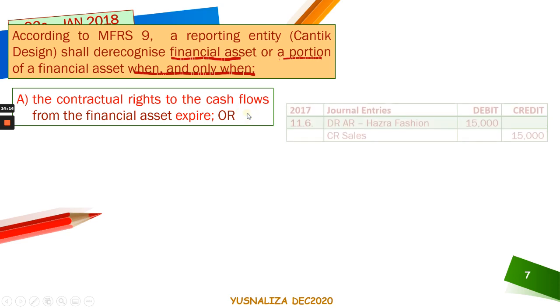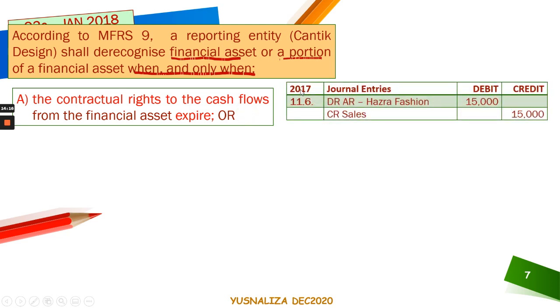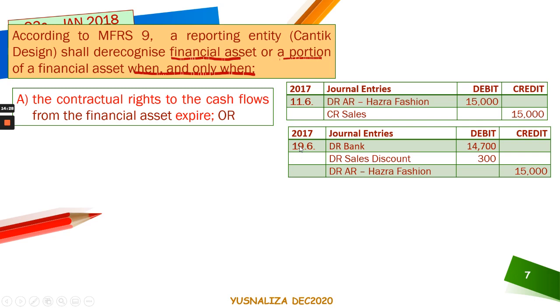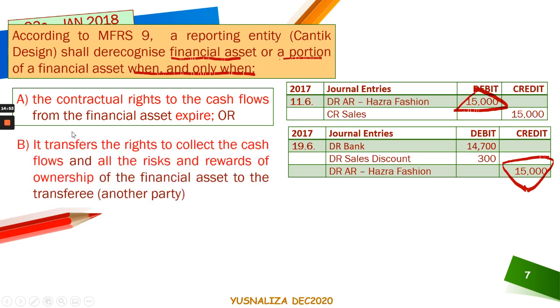Let me show you the journal entry that has taken place. On the 11th of June, there was a recognition of account receivable. There was a financial asset being recognized. However, in the same month, on the 19th of June, there was a derecognition. Because if you see here, at first you have an increase, but later on there was a total reduction where it gives the amount of 0. So meaning that there is no more payment that needs to be met, because the account receivable balance from Hazra Fashion is 0. So no more rights to collect cash flow.